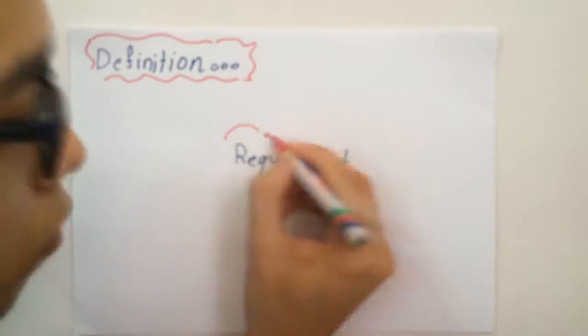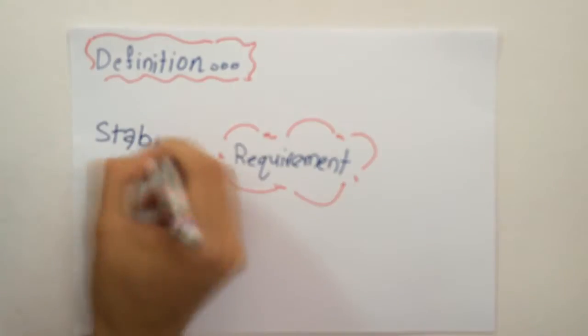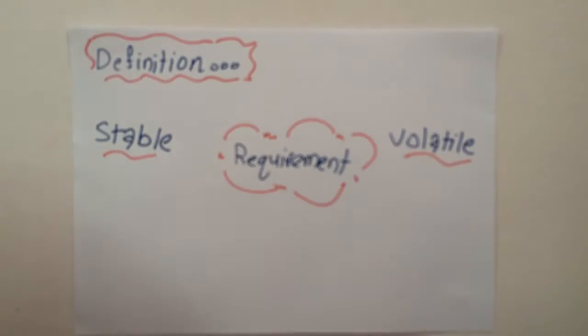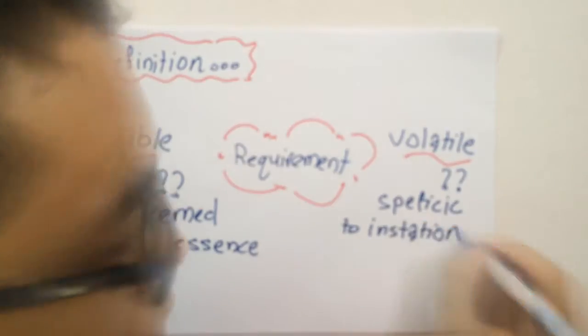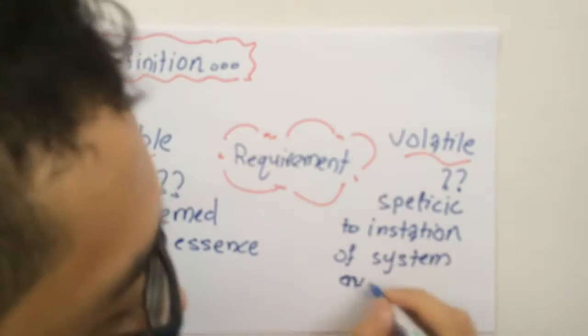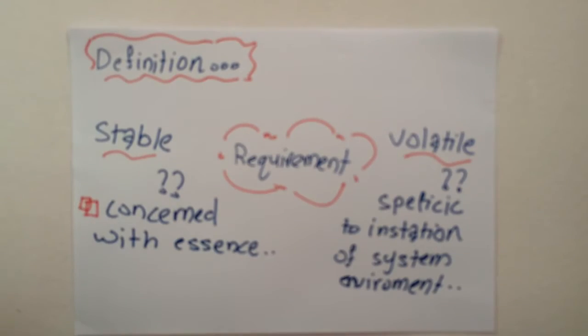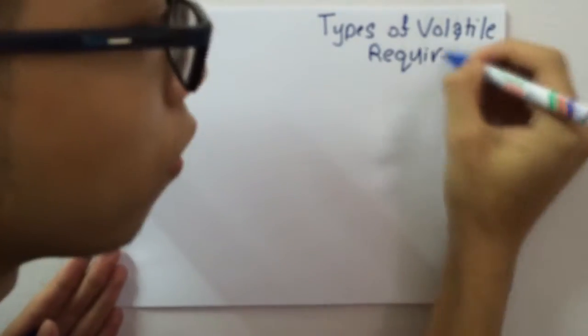Requirements exist in two types: stable and volatile. Stable requirement is concerned with essence. Volatile requirement is specific to instantiation of the system environment. Types of volatile requirement.